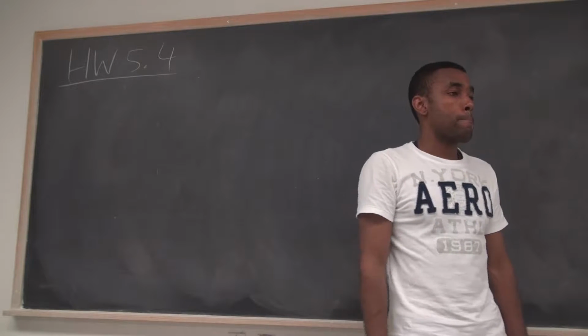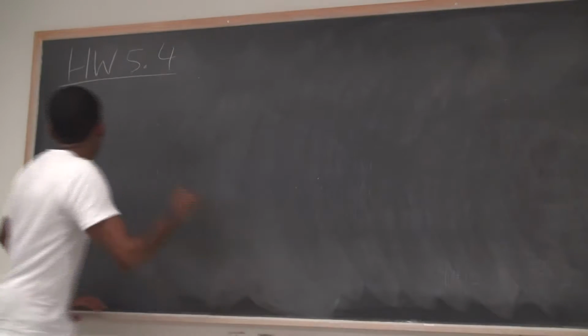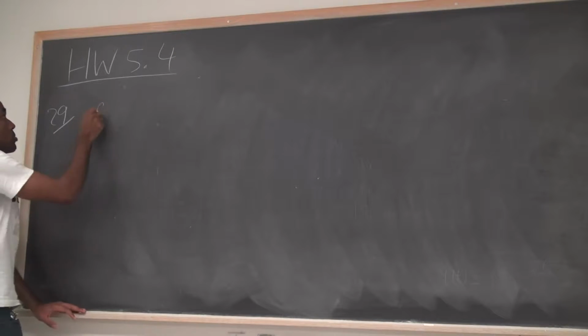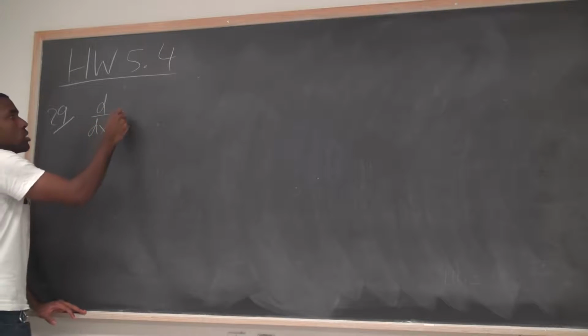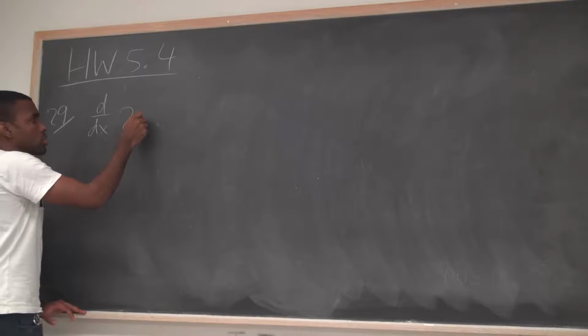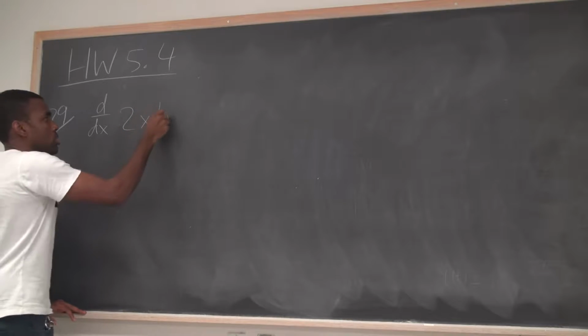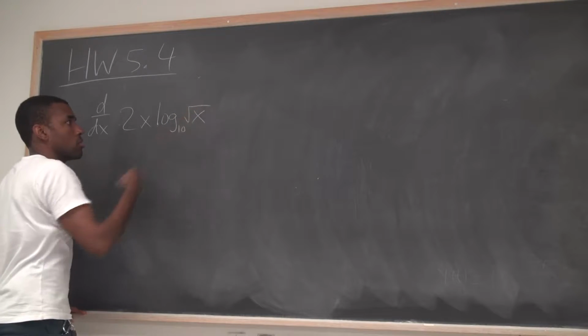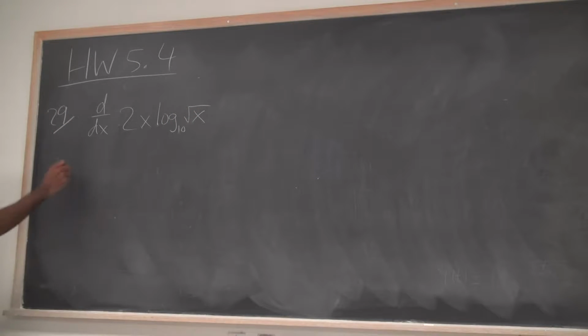Problem 29. What does it say? Derivative of 2x log base 10 to the radical x. Like that? Yep. Okay. Who knows how to do that?